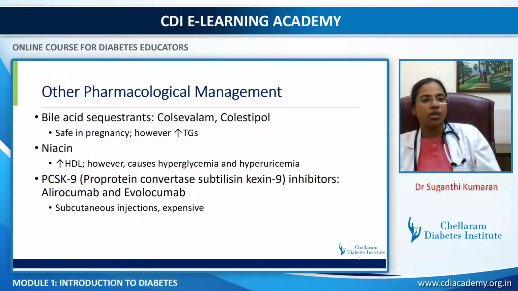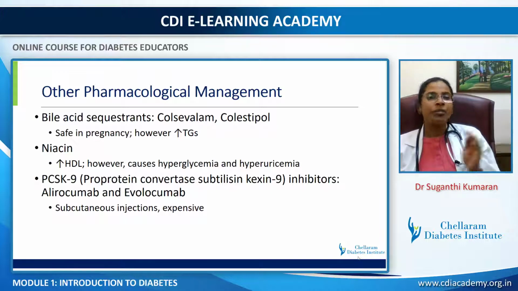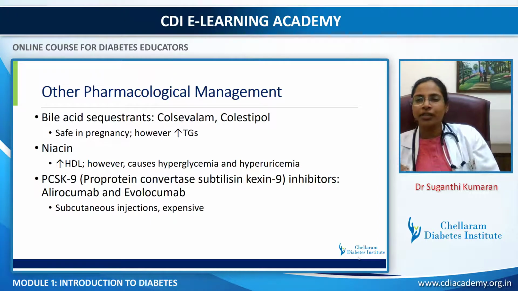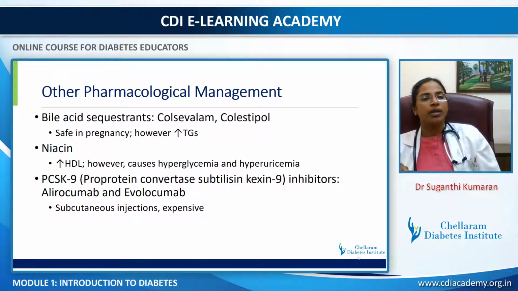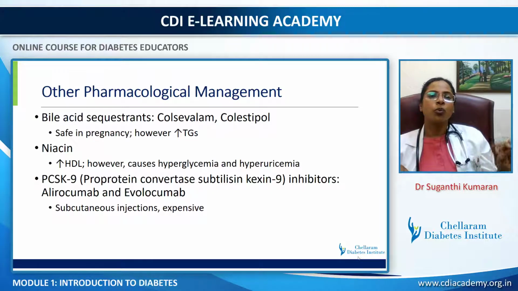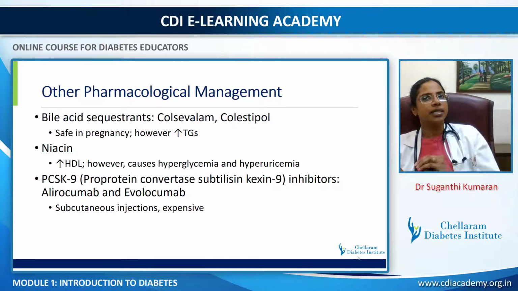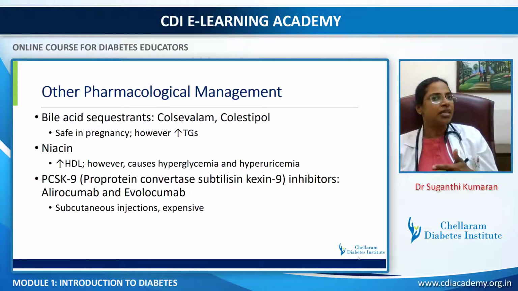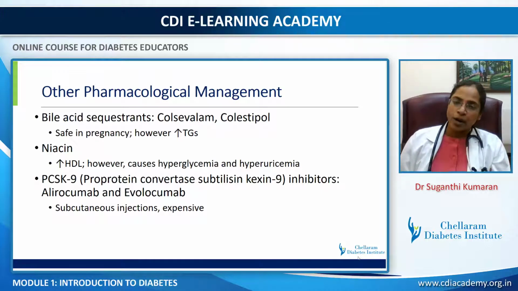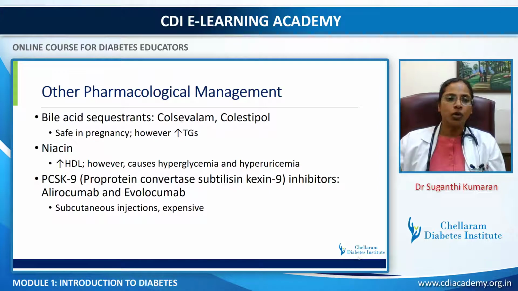Now let's move on to the other pharmacological management. Bile acid sequestrants are used, like colesevelam and cholestyramine. It's safe in pregnancy. However, it has a side effect of increasing triglycerides. Niacin seems to elevate HDL. However, it will cause hyperglycemia and hyperuricemia. Because of these side effects, it's not very popular. PCSK9, which stands for proprotein convertase subtilisin kexin 9 inhibitors, examples of which are alirocumab and evolocumab. These are available as subcutaneous injections, very expensive, but this can be used as an add-on therapy to statin if the LDL goal is not reached yet.